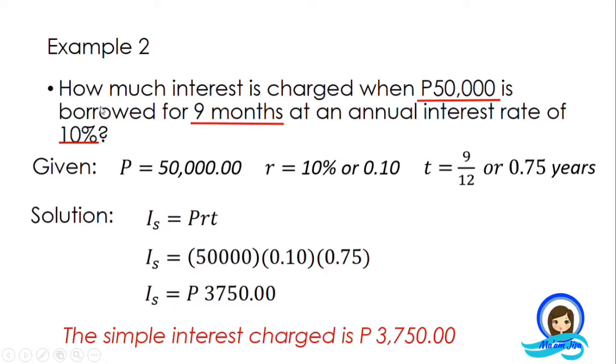If ever the question will ask for the total amount after 9 months, then you just have to add the principal and the accumulated interest as what we did earlier. But since the question is only asking for the interest, then this is our final answer. By the way, do not forget to write the peso signs.